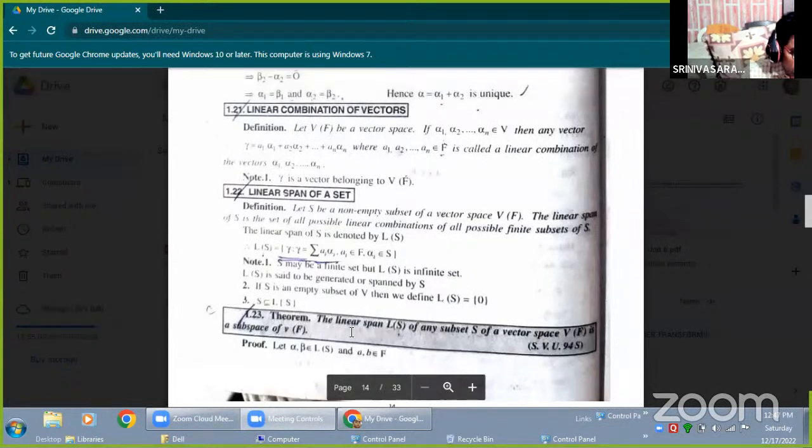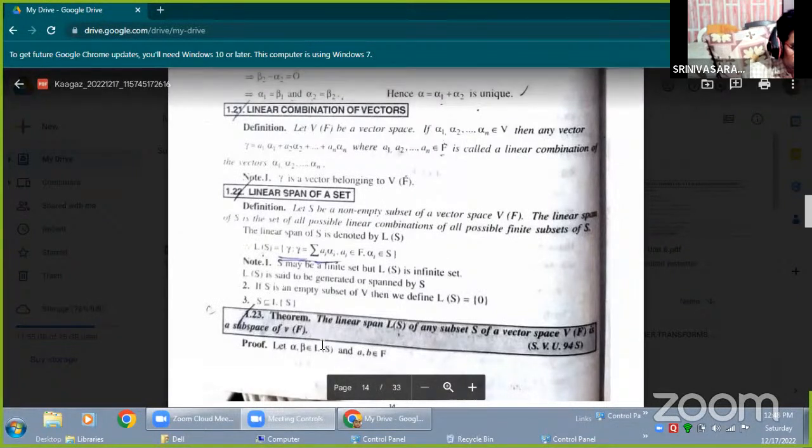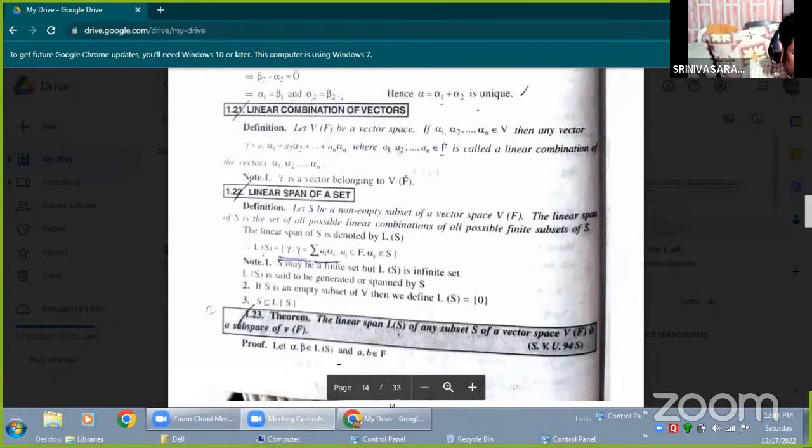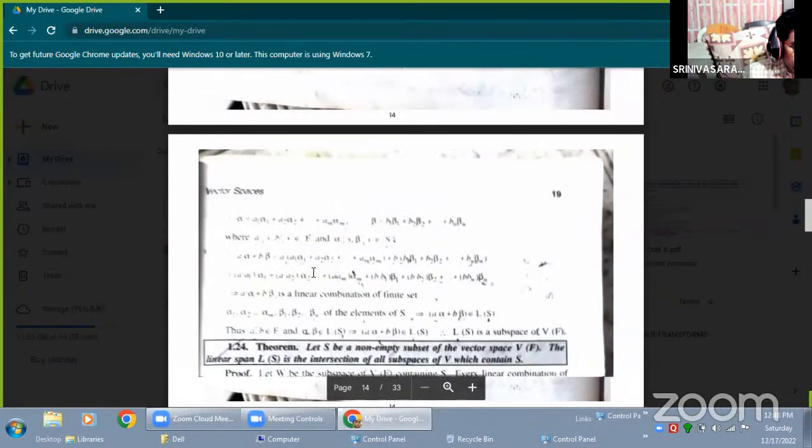Some theorems we also have to explain here. What are the theorems? Linear span is always a subspace. Yes, it's very simple. We will prove that linear span is a subspace. What is the subspace condition? We take linear span elements alpha and beta, and field elements a and b. The subspace condition is a alpha plus b beta belongs to L(S).